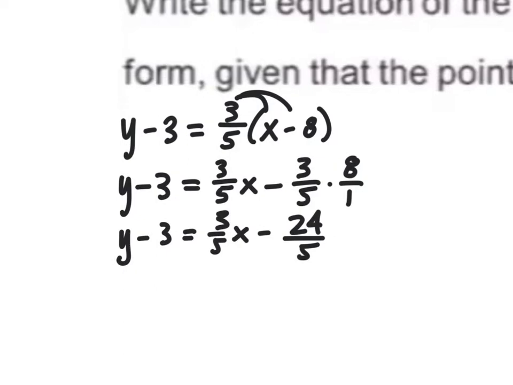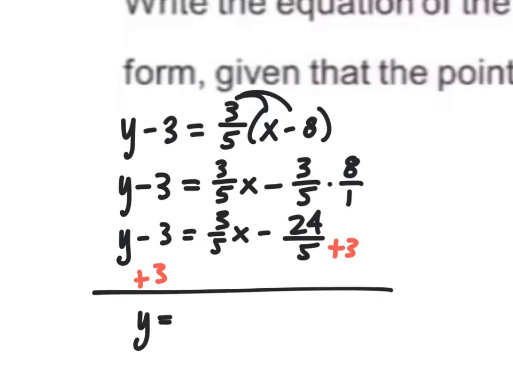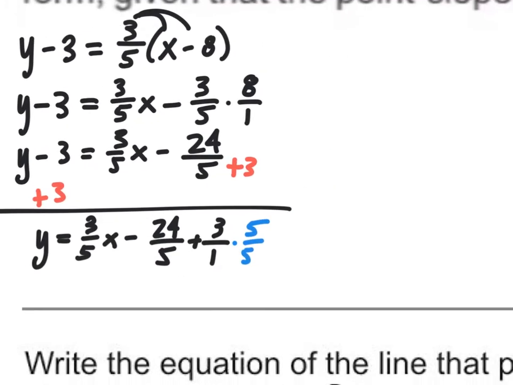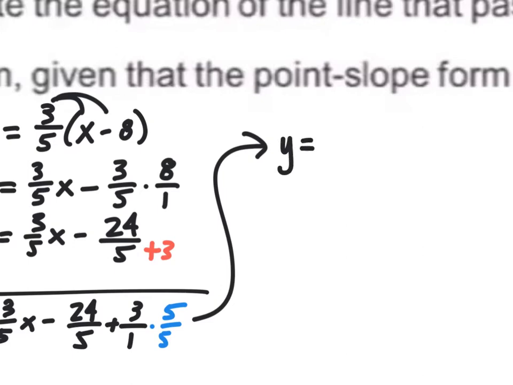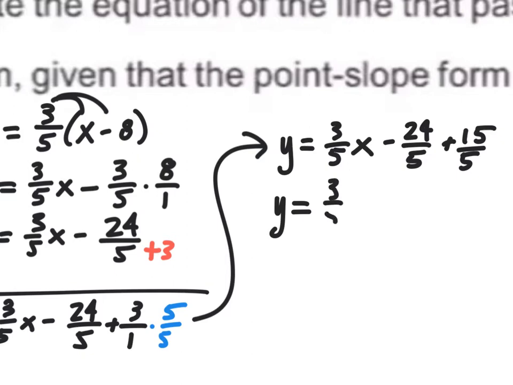Okay, now I'm going to add the 3 to both sides. So then we get that y is equal to 3/5 x minus 24/5 plus 3 over 1. Multiply the top and bottom by 5 and 5. So as a result, here's what we get. We've got y is equal to 3/5 x minus 24/5 and then plus 15/5. All right, so check out what we get. We get y is equal to 3/5 x. Negative 24 plus 15 is going to give us negative 9/5. Okay, this is in slope-intercept form.